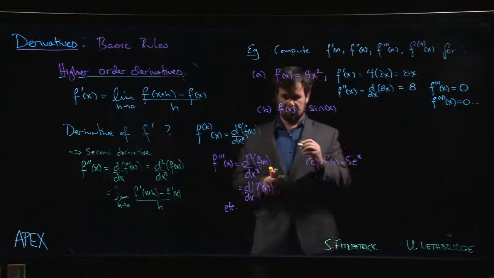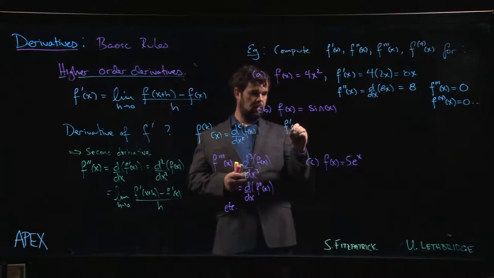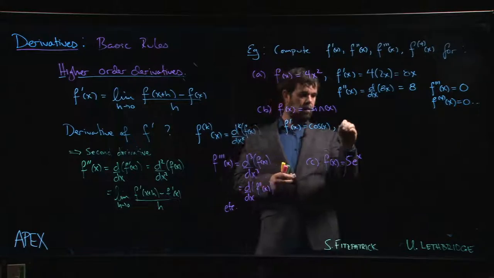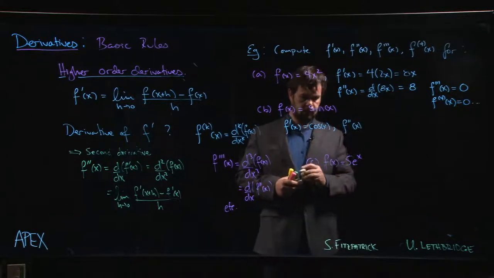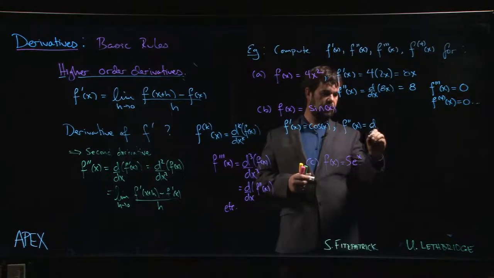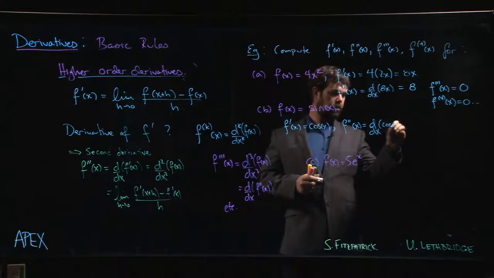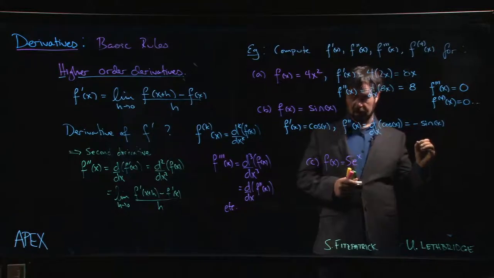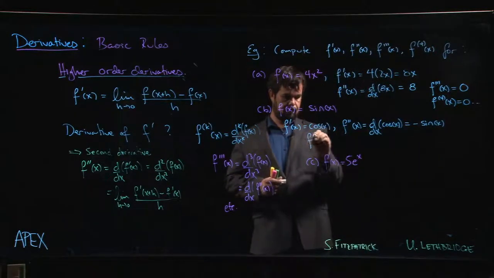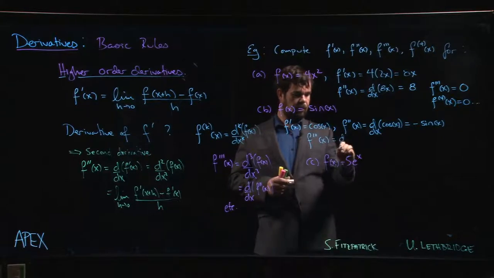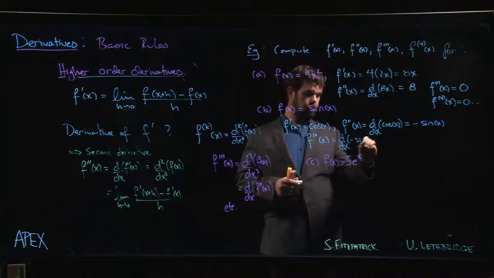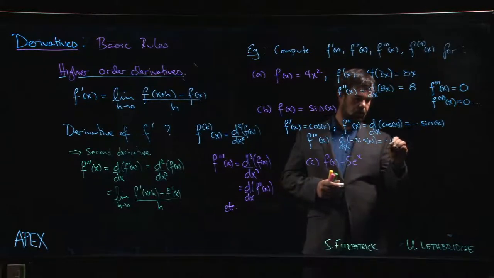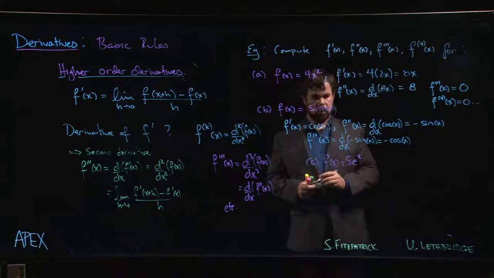On the other hand, if we look at this trig function, let's see what happens here. So we know that the derivative of sine is cosine. We know that the second derivative is, well, so that's going to be the derivative of the first derivative, so it's the derivative of cos. And we know that the derivative of cos is negative sine, right? The third derivative is the derivative of the second derivative. We can bring the minus sign out front, and then the derivative of sine is cosine.